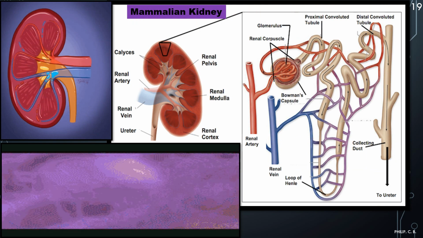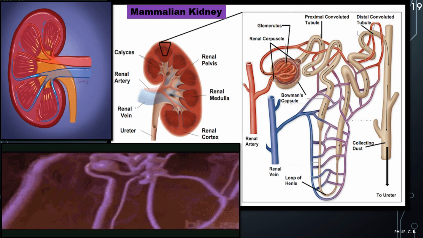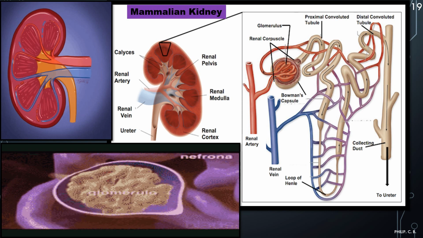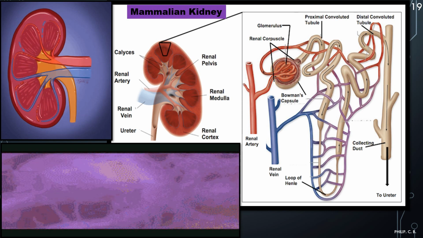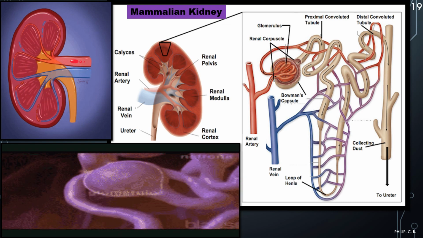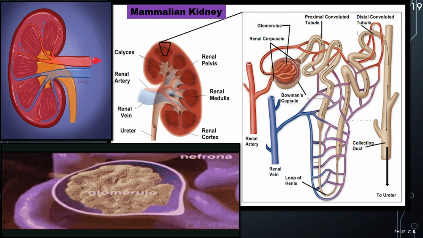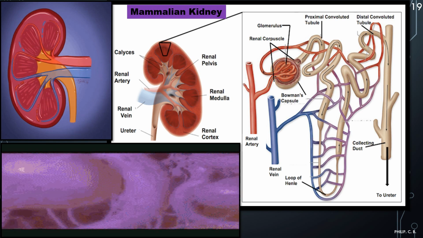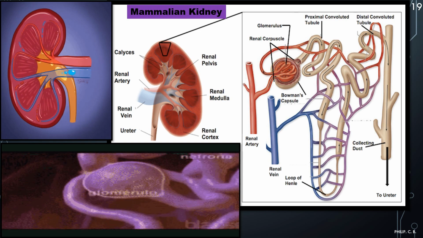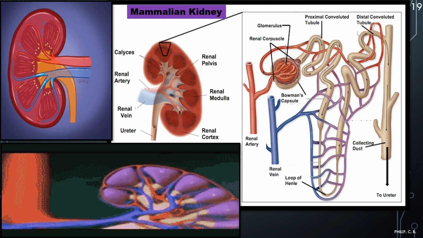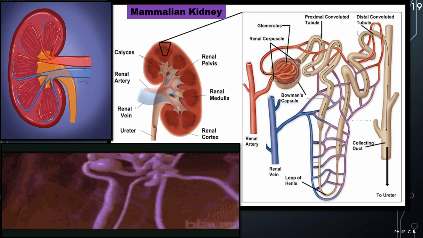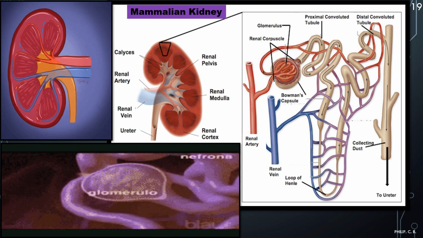Now the mammalian kidney, which we will be learning in detail in the next video, that is the human excretory organ. So just for an idea, you can see two animation images are there, and towards the center you can see the mammalian kidney: calyces, renal artery, renal vein, ureter, renal cortex, renal medulla, renal pelvis. If you take one of the renal pyramids, you can see clearly the nephron part, where you can see Bowman's capsule, renal corpuscle, glomerulus, PCT, that is proximal convoluted tubule, DCT, distal convoluted tubule, lower part loop of Henle, collecting duct which moves towards the ureter.